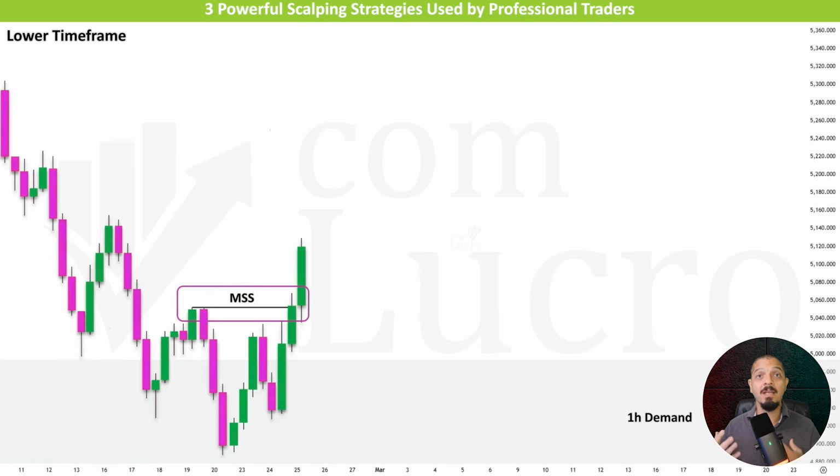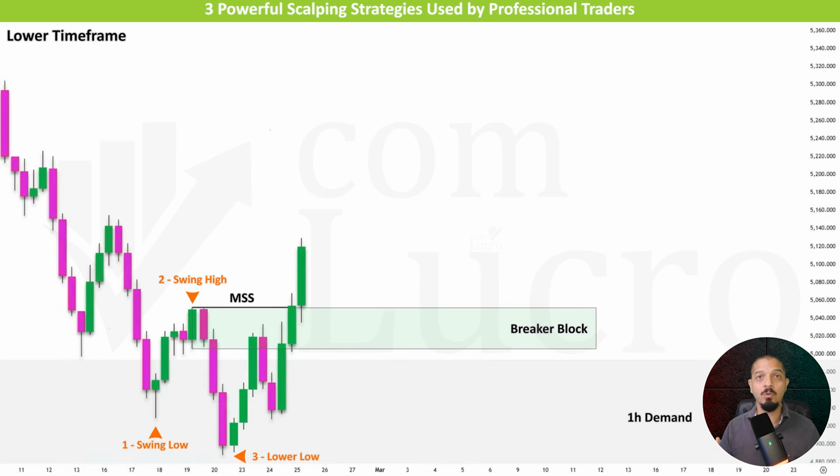For the first entry, I usually look for a bullish breaker block forming inside the higher time frame supply or demand zone. For a valid bullish breaker block, price should first form a swing low, then a swing high, followed by a lower low. After that, you want to see a strong expansion move to the upside that breaks structure and confirms the shift. In this situation, the up-close candle, or group of up-close candles, formed between the first swing low and the swing high becomes your breaker block zone.